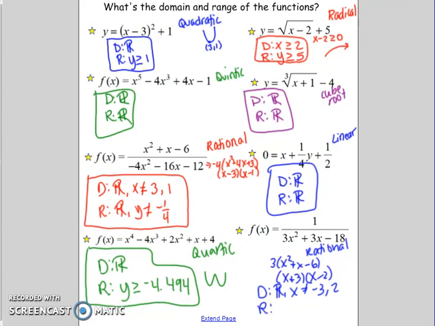For our range, the degree on the top is 0, the degree on the bottom is 2. So y equals 0 would be our horizontal asymptote. So our range would be all real numbers, but y cannot equal 0. So all real numbers, y is not equal to 0.